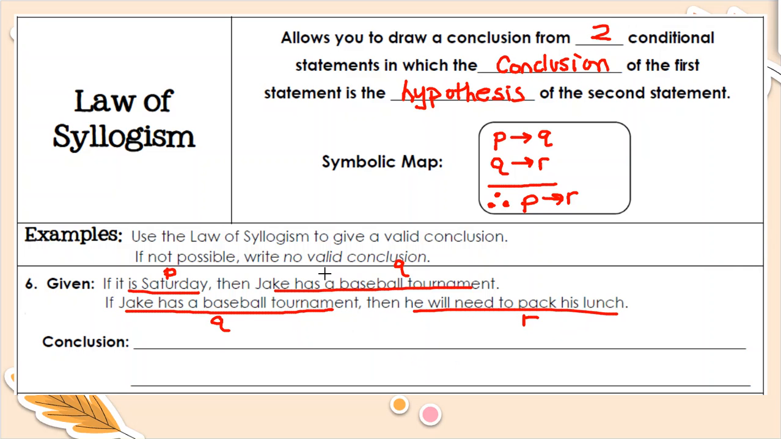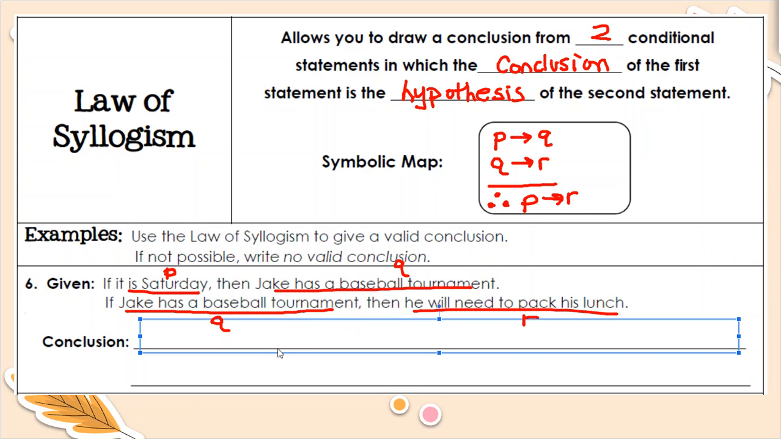So if it's Saturday, Jake has a baseball tournament. And then if Jake has a baseball tournament, he'll need to pack his lunch. All right, we do follow this: if P then Q, and then if Q then R. Therefore, we can draw the conclusion that if it is Saturday, then Jake will need to pack his lunch.